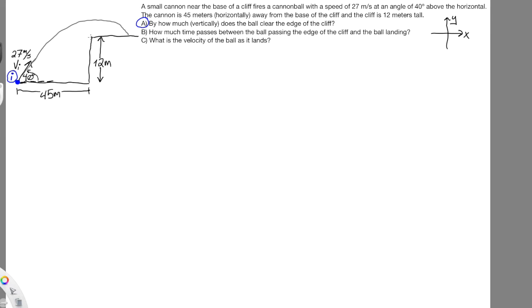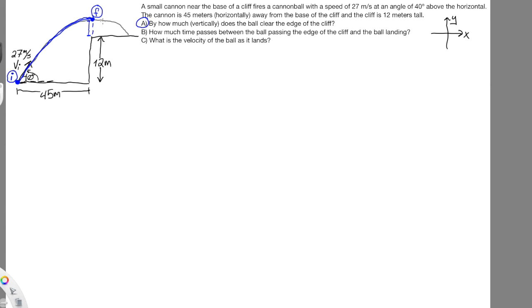And then we want to know by how far vertically, this distance right here, the ball passes the edge of the cliff. So if we want information about this point, we need to make that point either initial or final. So part A, all of the math, is only going to be referring to this blue portion of the trajectory.